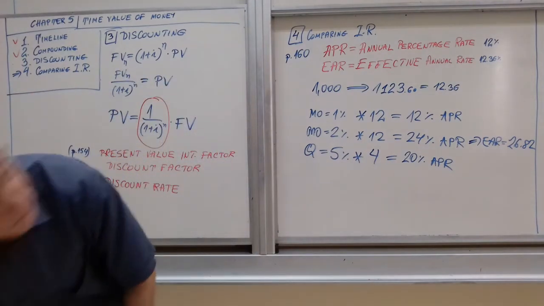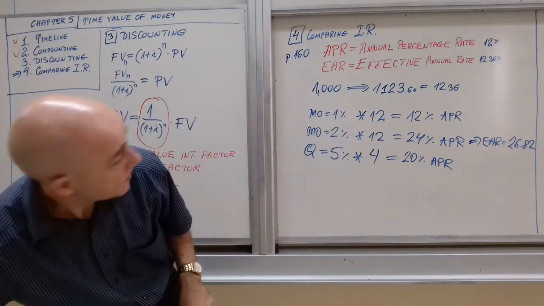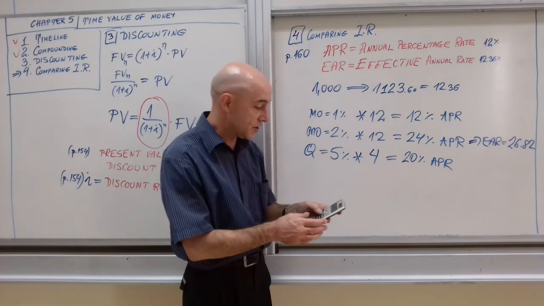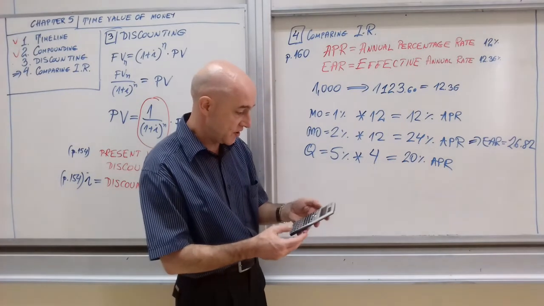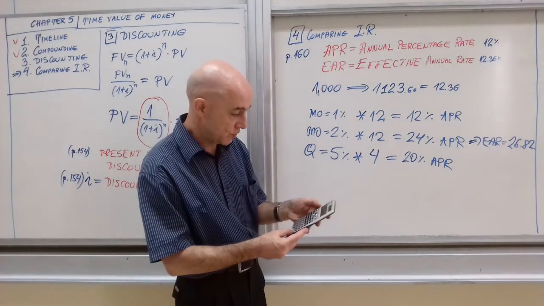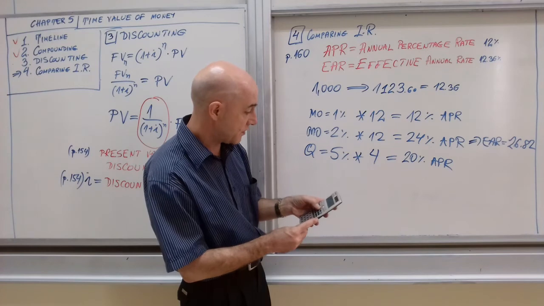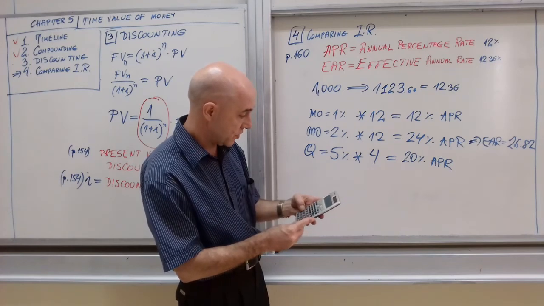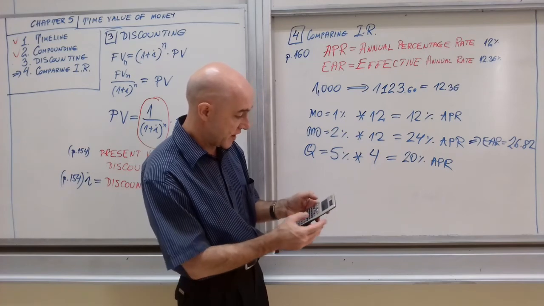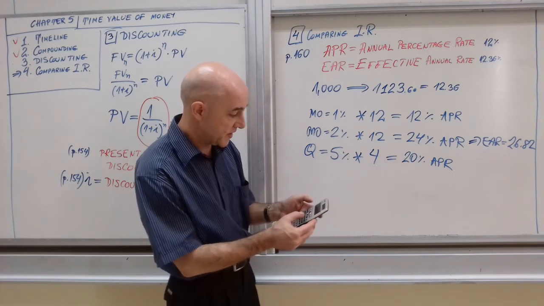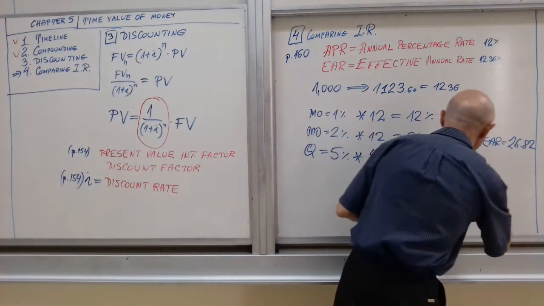Okay? Here it's 5 times 4. So I'll just type in interest rate is 20. Okay, interest rate is 20. Enter. And I say that it's 4 times per year. Recalculate, solve. And it tells 21.55.